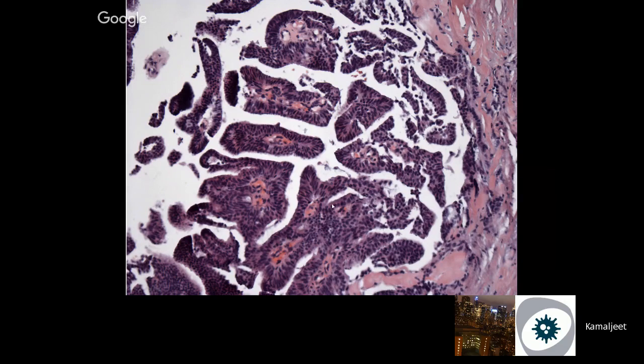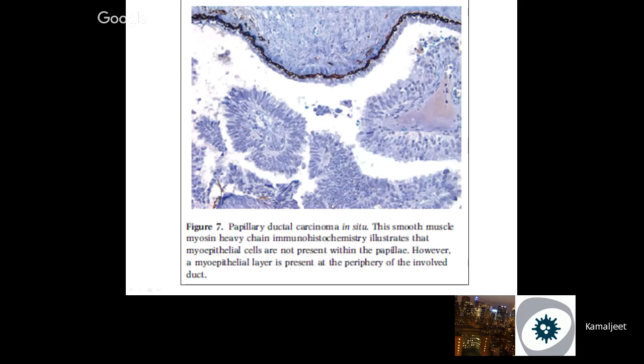So what do you expect if you do a myoepithelial stain? This is smooth muscle myosin. It's a cytoplasmic stain. It highlights the myoepithelial cells at the periphery, at the interface, and there are no myoepithelial cells in the cores. So that would make it a papillary DCIS.